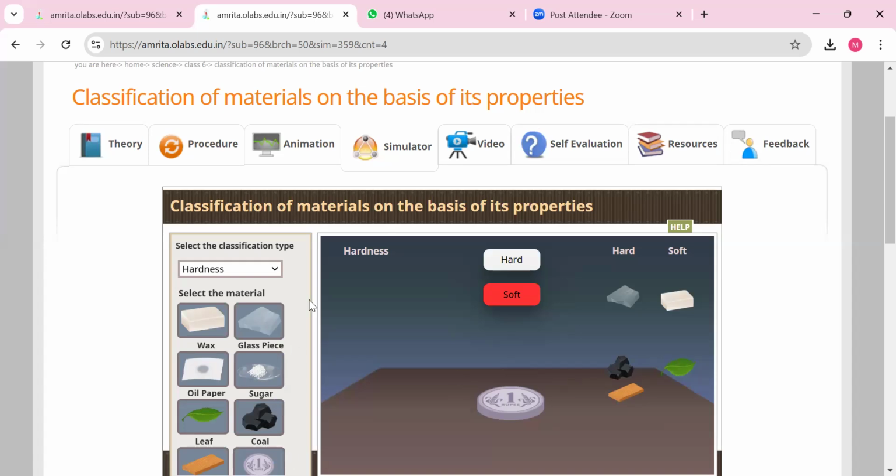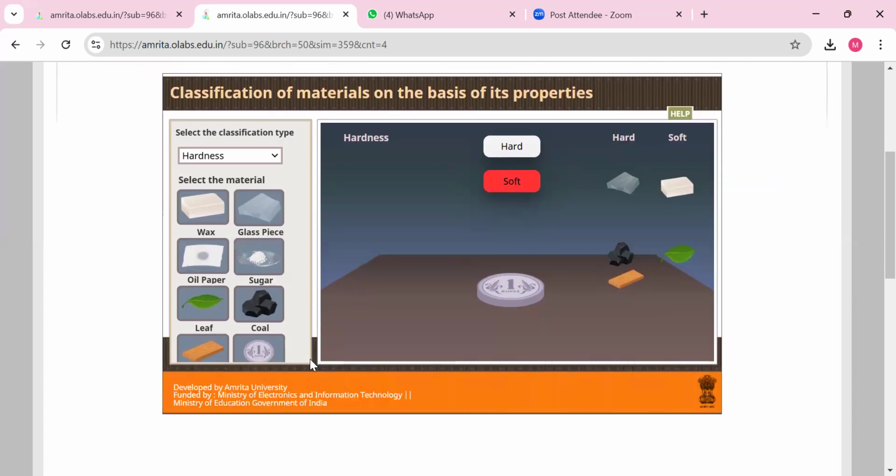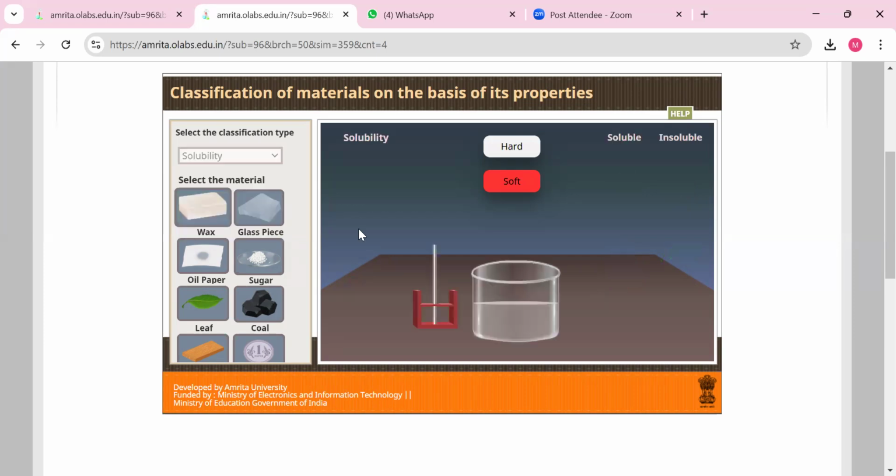Okay, yeah. So within this simulation, we can identify the hardness of the materials also. Okay, yeah. So next one is solubility. Solubility means how we can identify the solubilities.